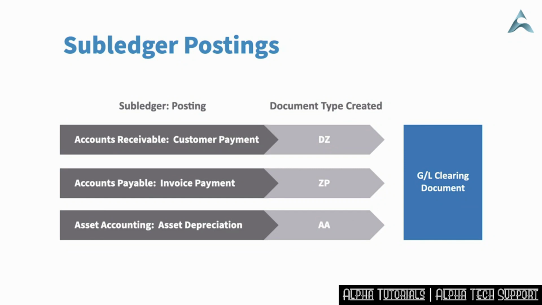Finally, in asset accounting, an asset is depreciated. A document with type AA is created. The depreciation is posted in the general ledger and another clearing document is created.